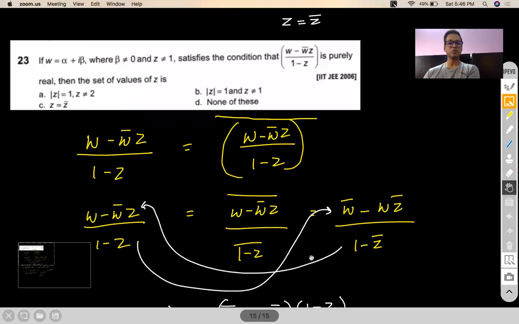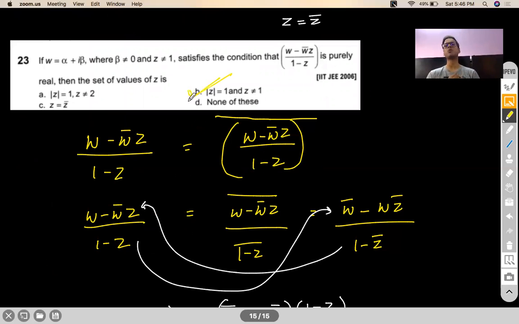Correct? So mod Z equal to 1 is the only possibility, and at the same time they have given Z is not equal to 1, so that is fine. So both these conditions are satisfied by option number B. That's what we can comment. Option B is the right option. Let's see what was the response of Janta. Janta was absolutely correct. B is absolutely correct.